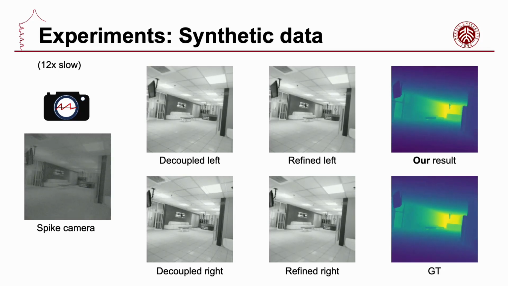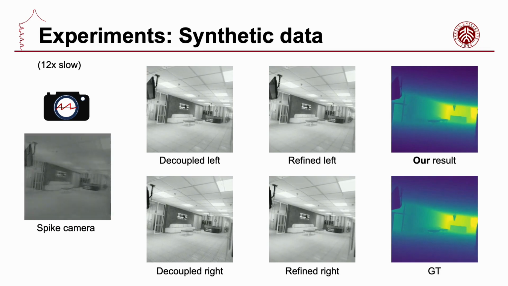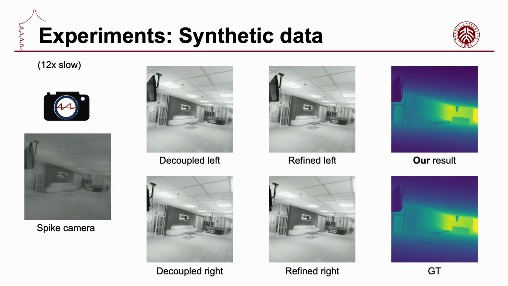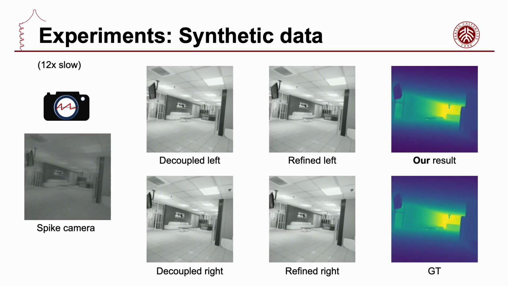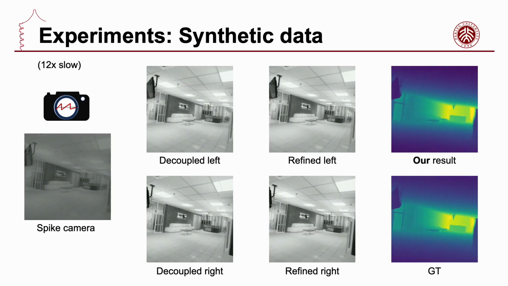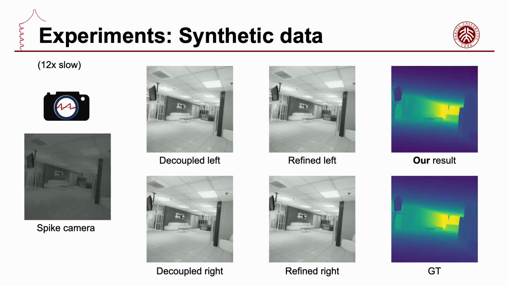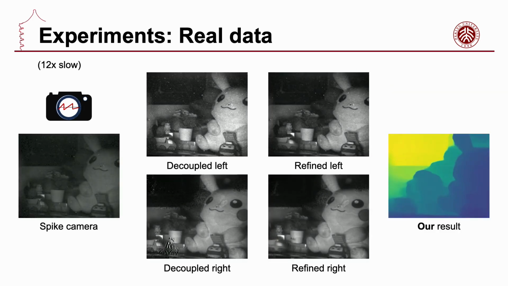On synthetic data, the baseline decoupling already recovers meaningful left and right videos, while the refinement further improves sharpness and consistency. When the refined stereo pairs are used for depth estimation, the results are close to the upper bound obtained from ground truth stereo inputs. On real data, we observe the same trend.